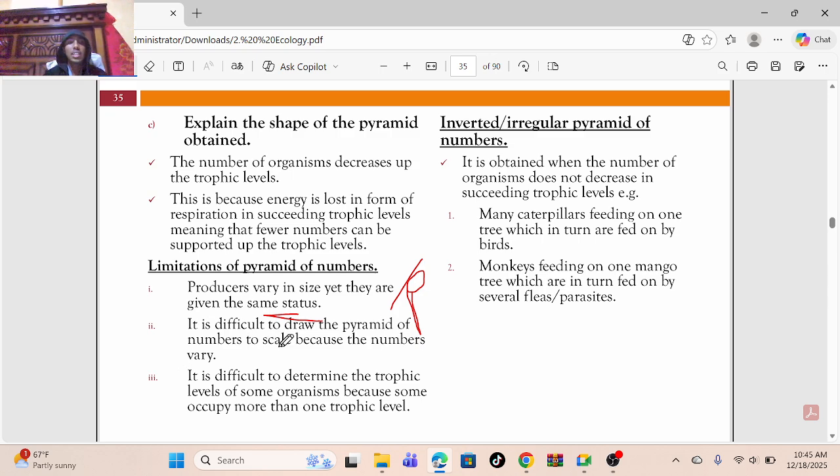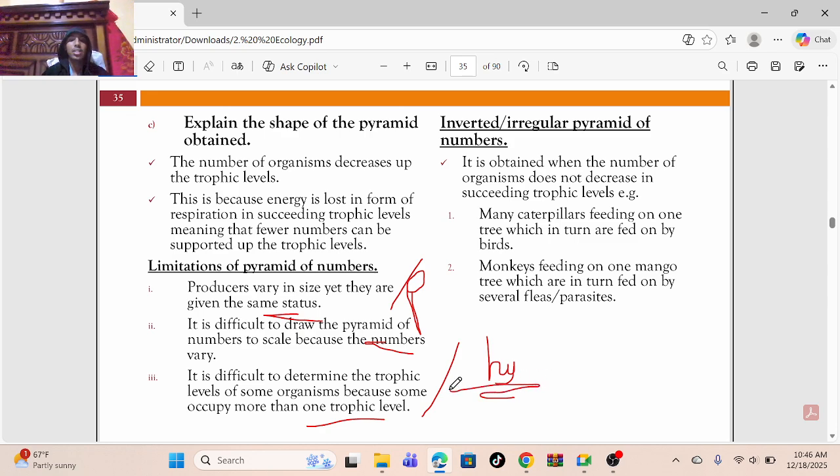Number two, it's difficult to draw the pyramid of numbers to scale because the numbers vary. Also, it's difficult to determine the trophic level of some organisms because some occupy more than one trophic level. There are some that occupy, like hyena. Hyena they occupy both secondary and tertiary. Sometimes there is a scavenger. So this is difficult to determine.